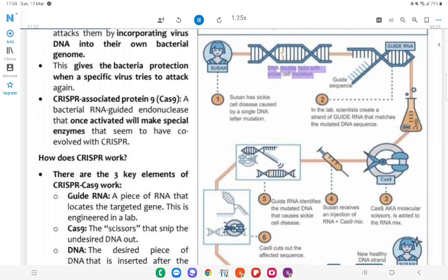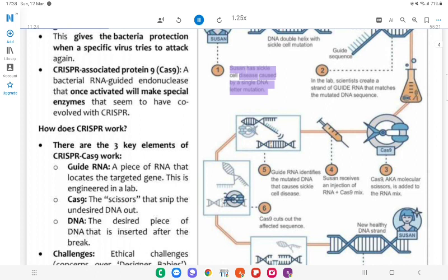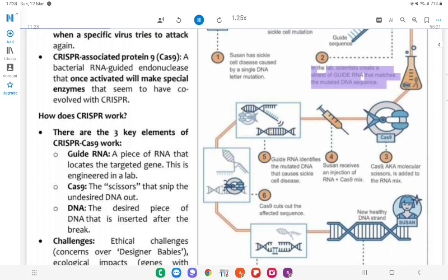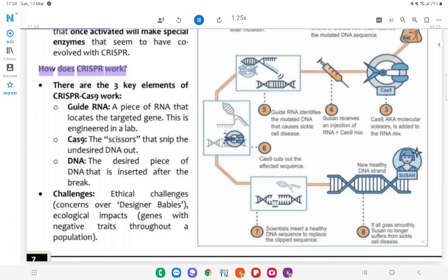Guide RNA. DNA double helix with sickle mutation. Susan has sickle cell disease caused by a single wrong letter mutation. In the lab, scientists create a strand of guide RNA that matches the mutated DNA sequence. How does CRISPR work?